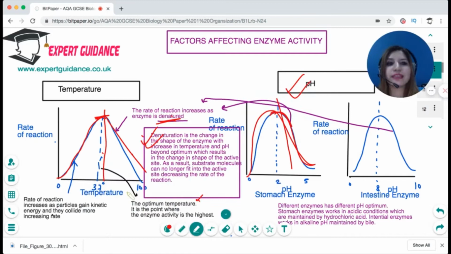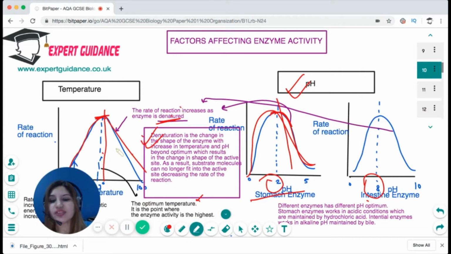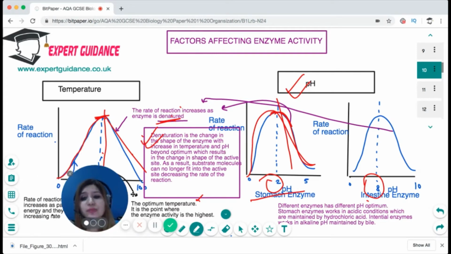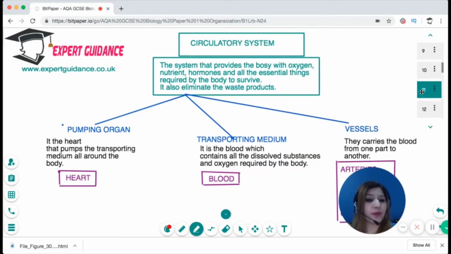Now for the temperature, the optimum is around 37 to 40 degrees because that is the normal body temperature. But for the pH, different enzymes have different optimums. Like stomach enzymes work best in acidic conditions, and the intestinal enzymes work in alkaline conditions. Okay, so I hope this graph is clear to you. You should be able to draw this graph in the exam, or if this graph is given, you should be able to explain all this trend: why there's an increase, what is an optimum, and why there's a drop. And I hope you will remember it.